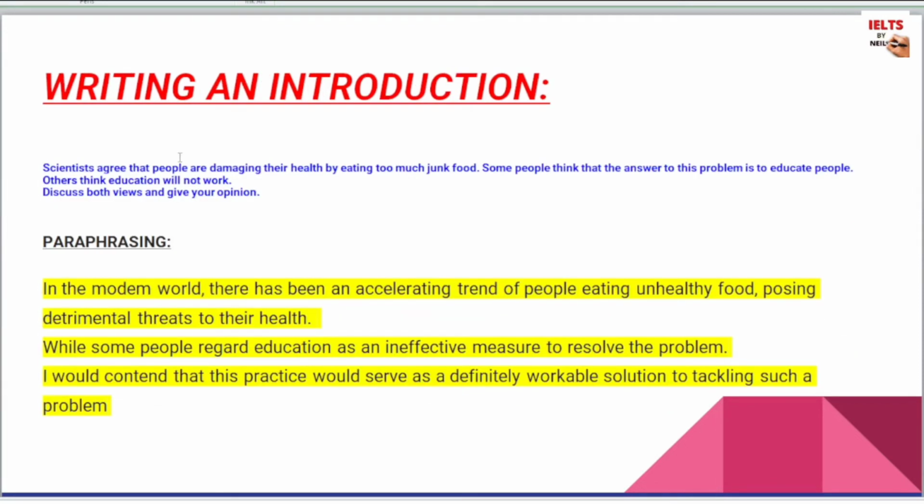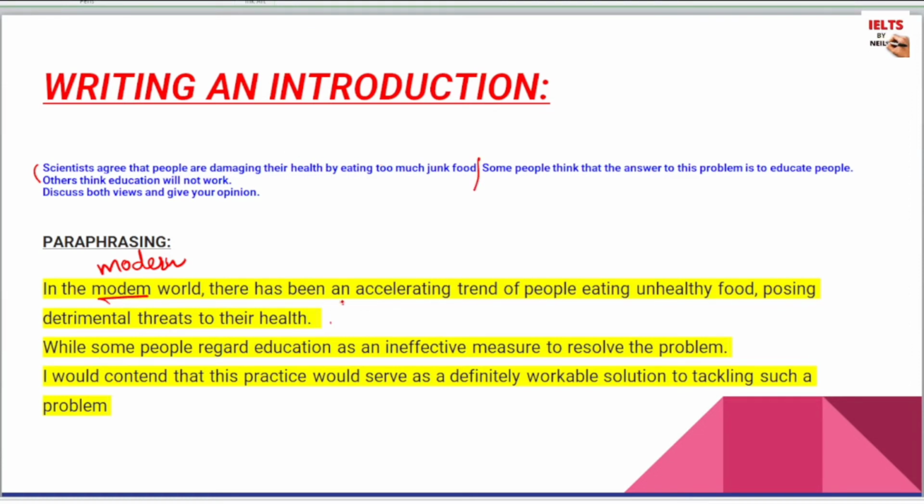To start with, let's begin with the introduction. As we have discussed in the introduction, we have to write the paraphrase of the statement. So in the modern world, spelling of modern is not correct, sorry about that, it's M-O-D-E-R-N. Alright, modern world, there has been an accelerating trend of people eating unhealthy food. So this first sentence from here to here is being paraphrased.